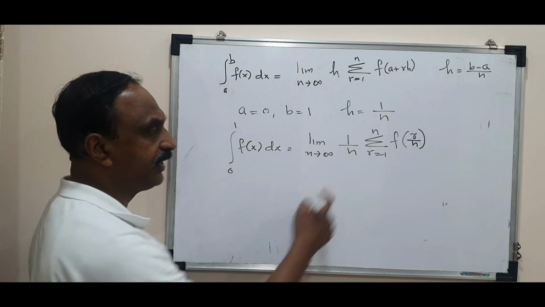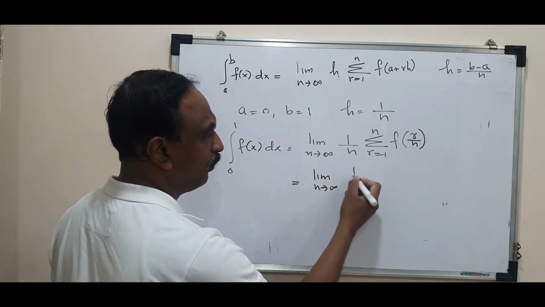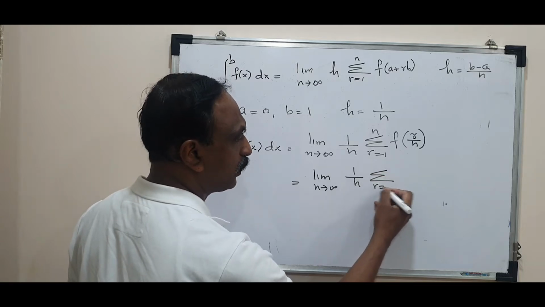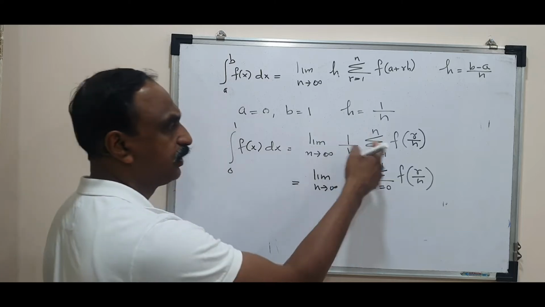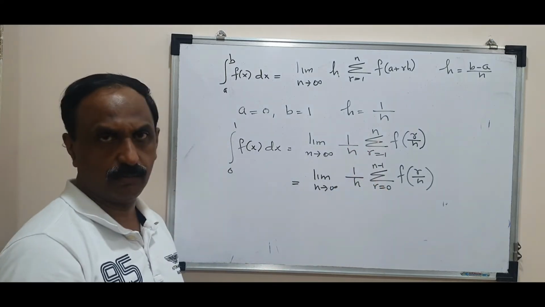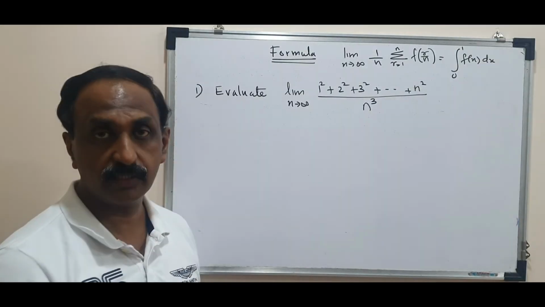So this can be written in two ways. One in this way. It can also be written in this manner: 1 by n sigma r is equal to 0 to n minus 1 f of r by n. Both are correct. So this way also you can write, this way also you can write. Both ways you will get the same formula. Apply this formula to calculate this limit.